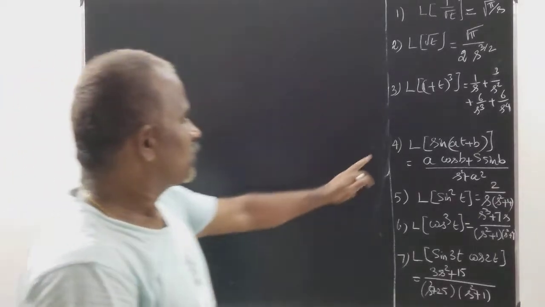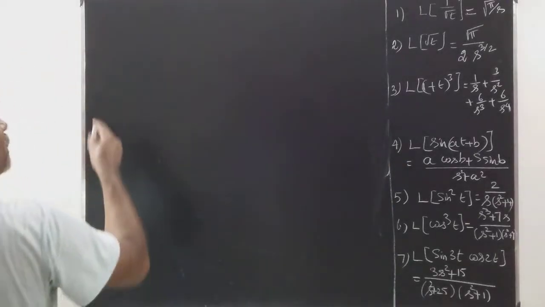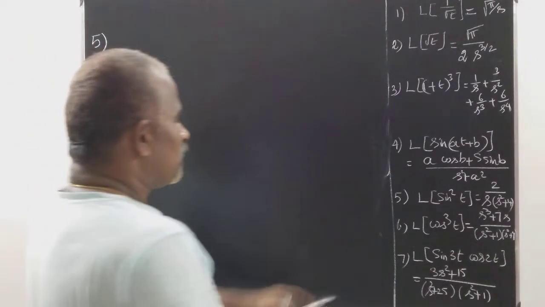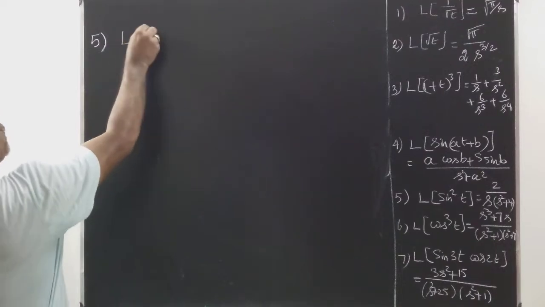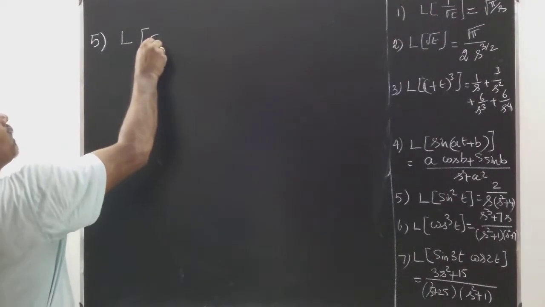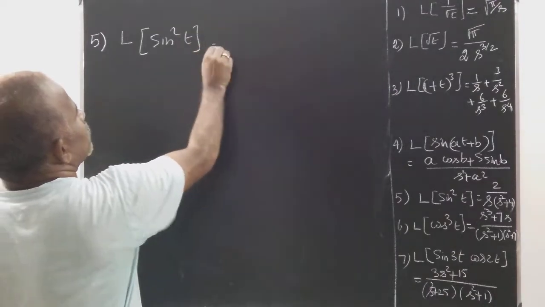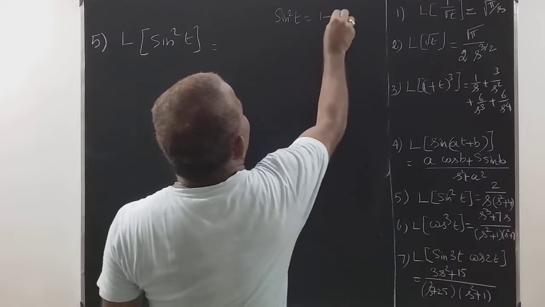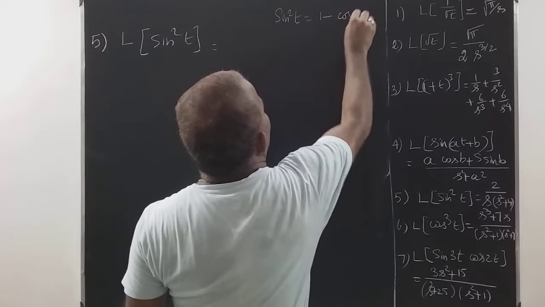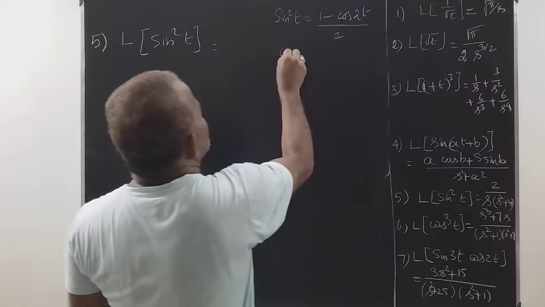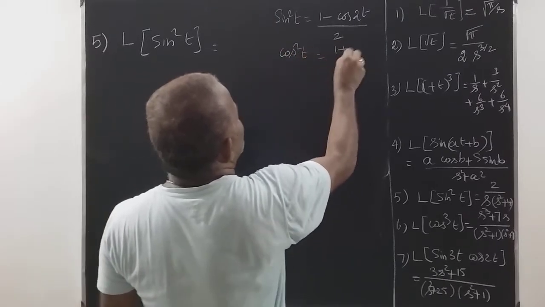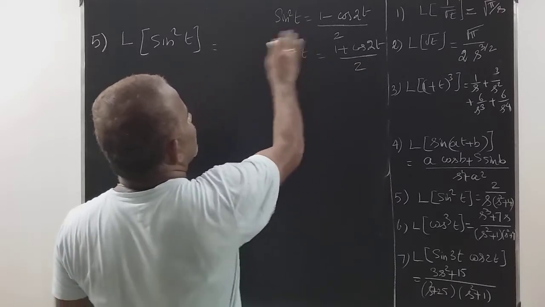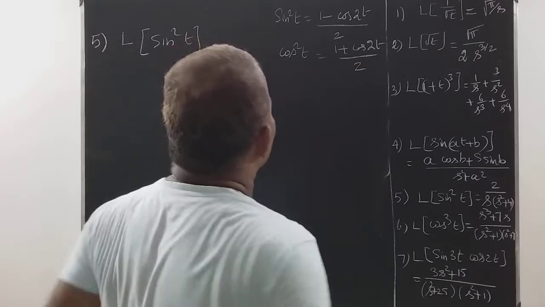Okay. Now fourth one is also over. Come to fifth one. Laplace transformation of sin square t. Sin square t is equal to 1 minus cos 2t divided by 2. Cos square t is equal to 1 plus cos 2t divided by 2, sorry. Cos square t is equal to 1 plus cos 2t divided by 2.